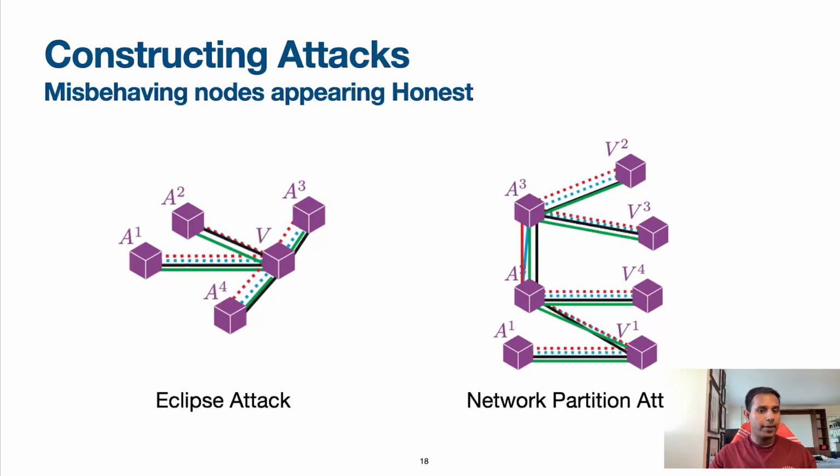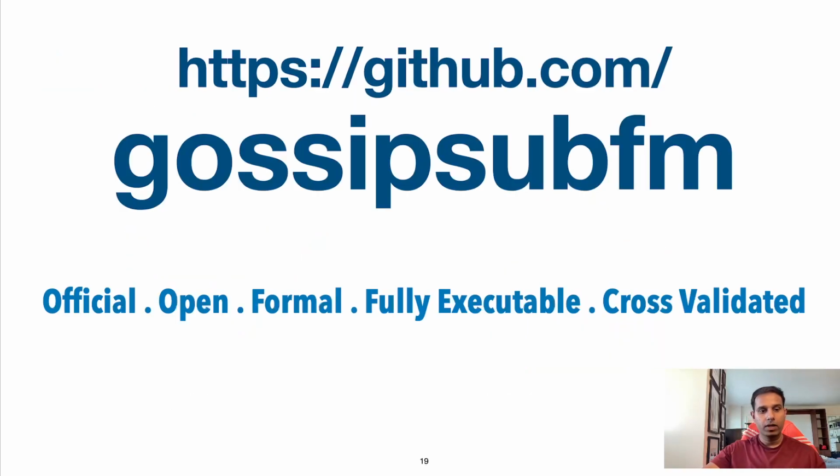Attack gadgets can be combined to form various attacks, including eclipse and network partition attacks. We constructed, simulated, and verified these attacks using our ACL2S model in the context of Ethereum. To conclude, we present an official, open, formal, fully executable, and cross-validated model of GossipSub, which we use to find attacks where misbehaving peers appear to be honest. And these attacks can be scaled to create network-wide disruption. Thank you.